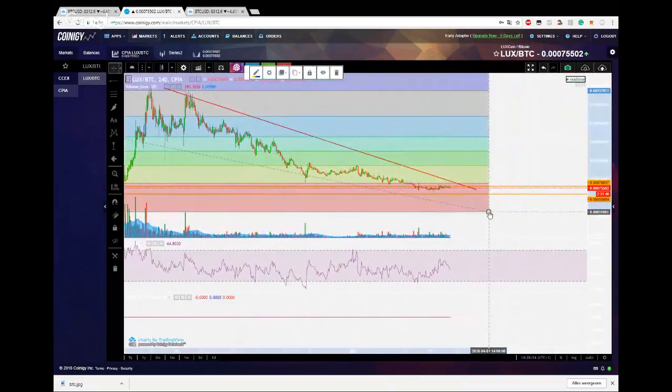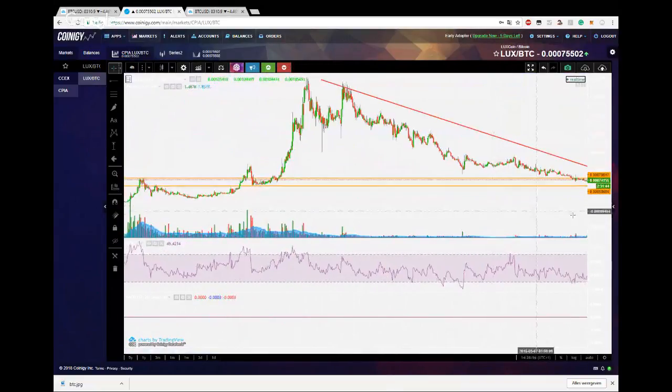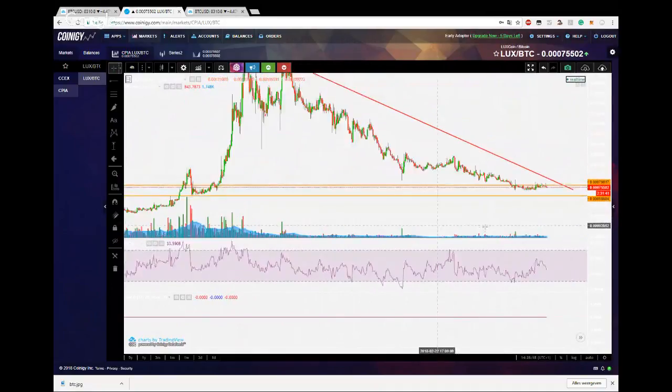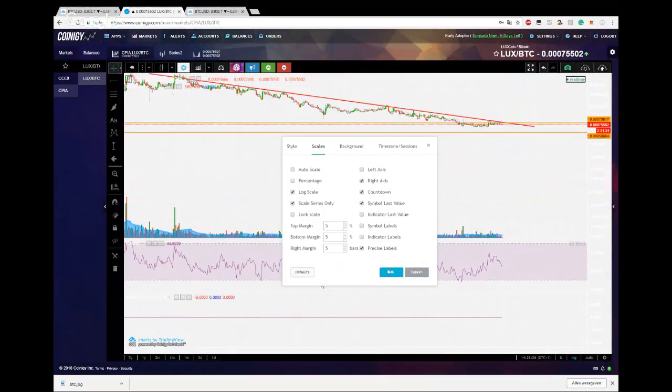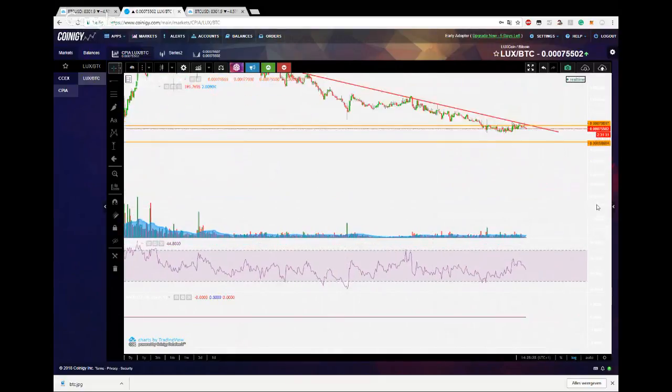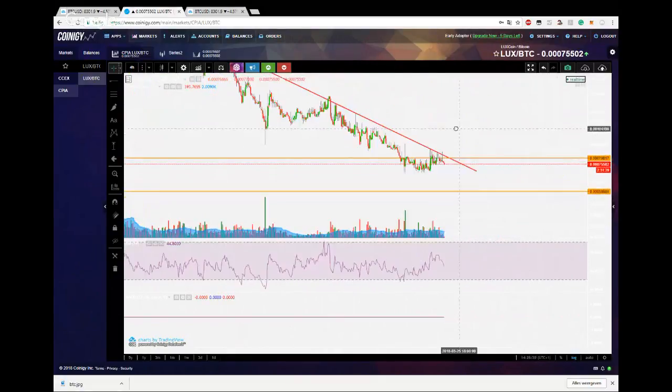This is the current accumulation zone that I'm confident Lux will not break unless, you know, something happens, the dev dies or whatever. But this is the accumulation zone that I believe is going to be the bottom for Lux. I'm a really big Lux fan.